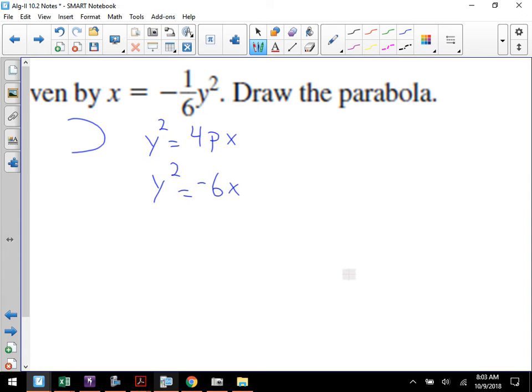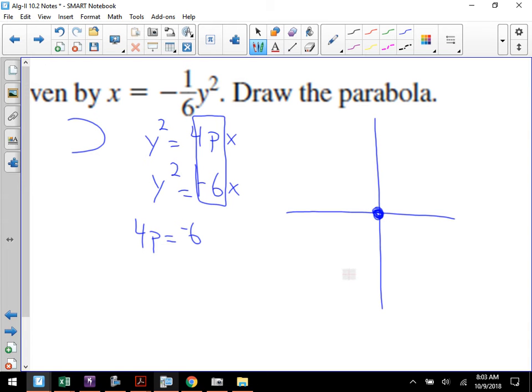You okay with me on that so far? Yeah. Which means then I'm centered at the origin. My vertex is at 0, 0. This p-value is some multiplier in there. I have to figure out what that is. But I know that the coefficient of x has to equal 4p. That number out in front has to equal the 4p part. So you solve for p. Divide by 4, and we get p equals negative 6/4, otherwise known as negative 3/2.